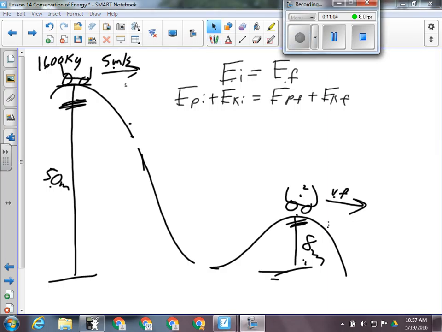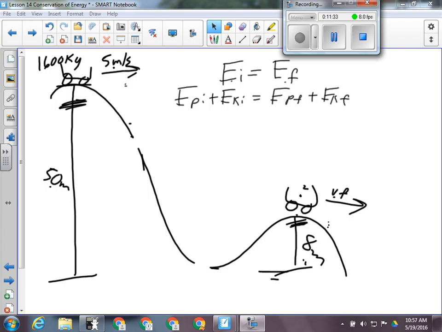All right, so we're looking for the final speed of the roller coaster. That's going to be part of which one of these terms? EKF, because it's kinetic energy. We're looking for VF, but it's part of this one. So I want to get this one by itself. What should I do with EPF right now then? Subtract it, right? I'm adding it right now. I subtract it over to this side.